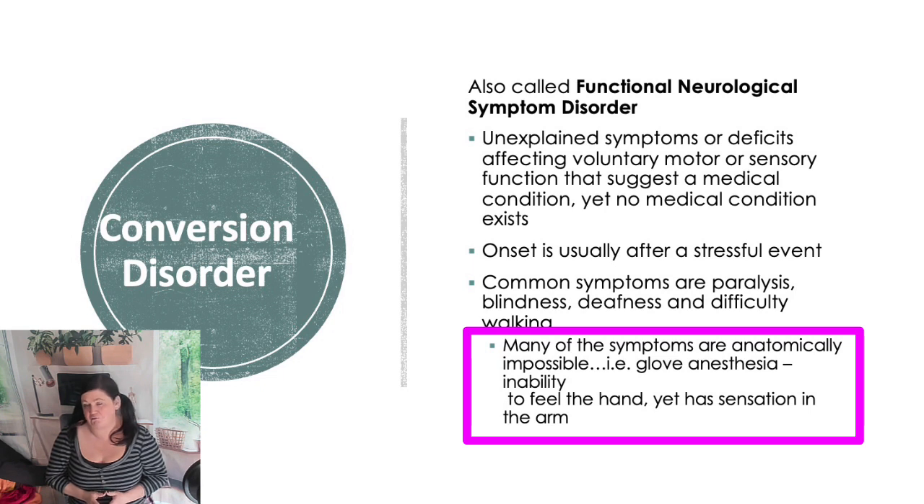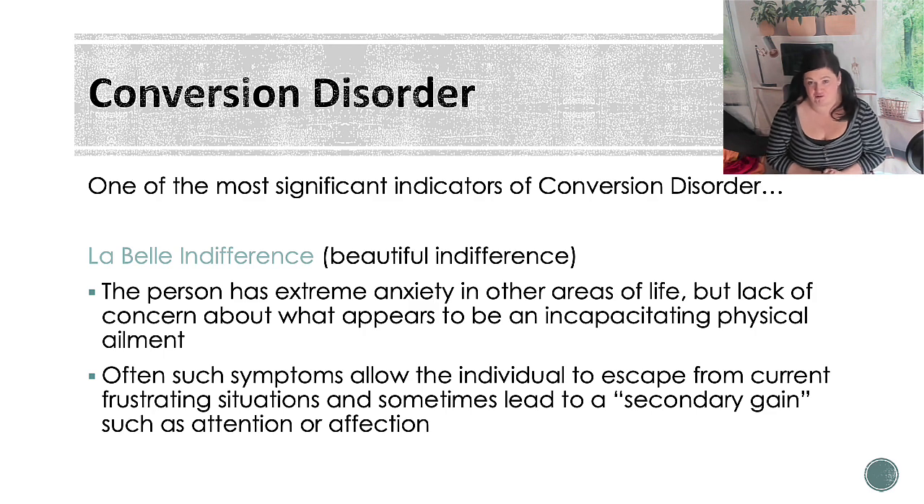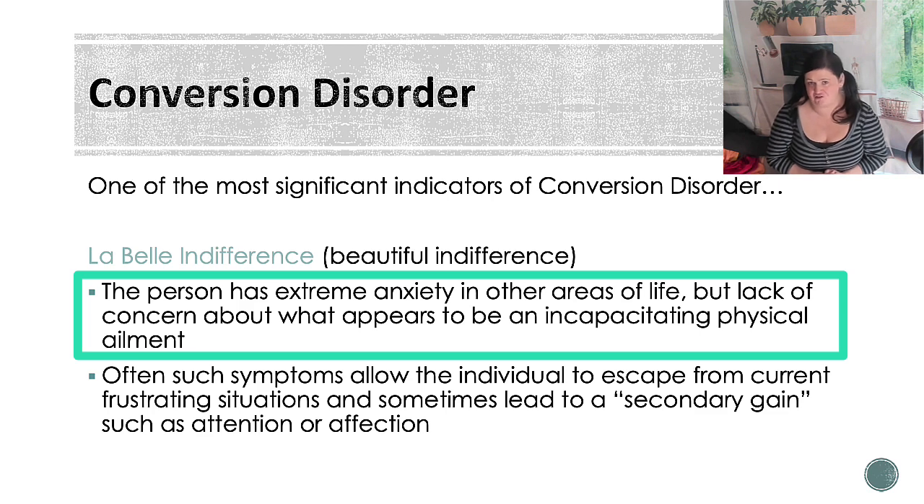For instance, what we call glove anesthesia: inability to feel your own hand, yet they have sensation in their arm, right? There's nothing that's going to cut off the sensation from here down, right? It comes from the spine, so it's not anatomically possible for that to be happening. One of the most significant indicators of conversion disorder is beautiful indifference. The person has extreme anxiety in other areas of their life, but a lack of concern about what appears to be an incapacitating physical ailment. That's pretty telling of this disorder, right?